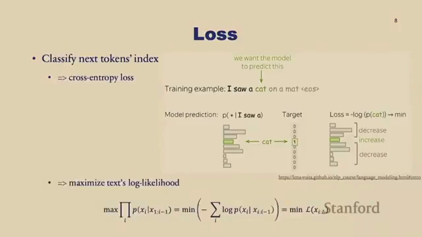One thing to notice is that, as you all know, this is just equivalent to maximizing the text log likelihood, because you can rewrite the max over the probability of this autoregressive language modeling task as the minimum over the negative log, which is the cross-entropy loss. So basically minimizing the loss is the same thing as maximizing the likelihood of your text. Any questions?